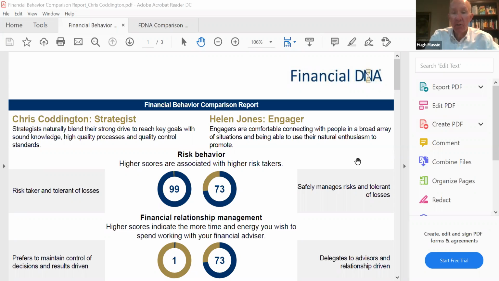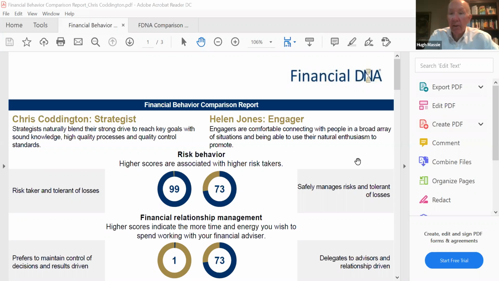In our prior sessions on the financial DNA natural behaviour discovery process and our reporting, I focused on the individual reports. We looked at the individual reports for Helen Jones and then her advisor, Chris Coddington. Now we're going to look at the comparison report.